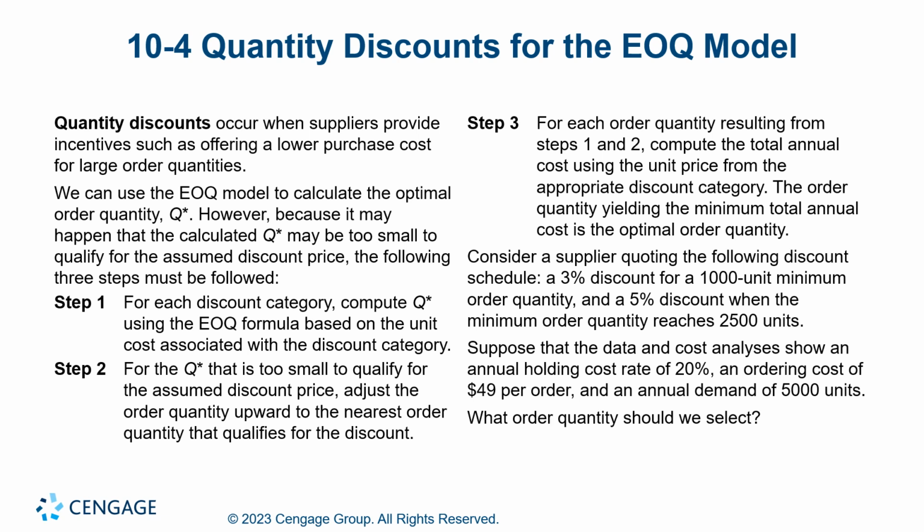So step 1, you start with the basic EOQ model, and step 2 is maybe you increase the quantity to enjoy the discount, and then we iterate again until we get the quantity that will minimize the total cost.